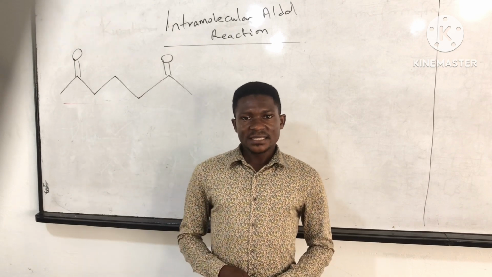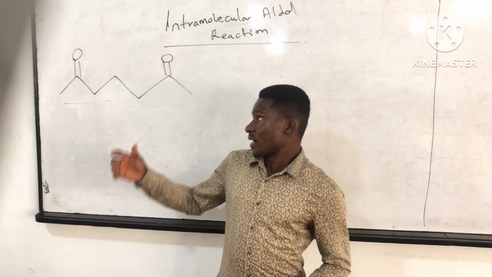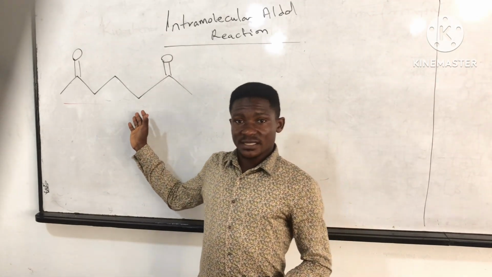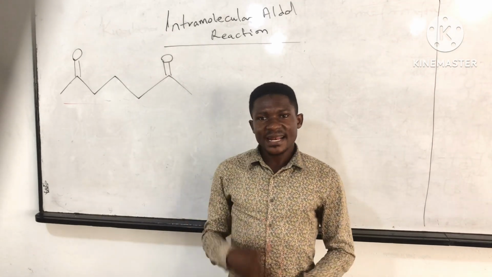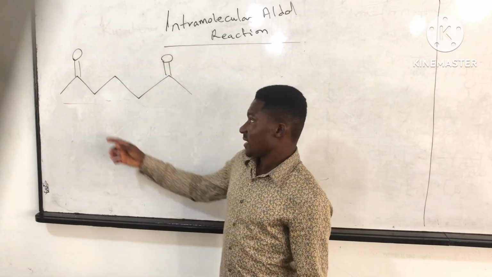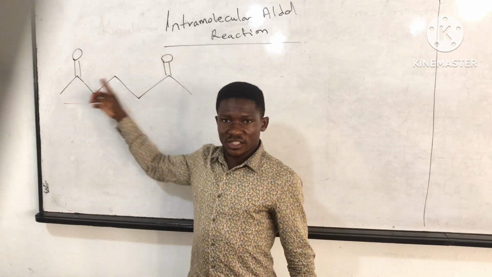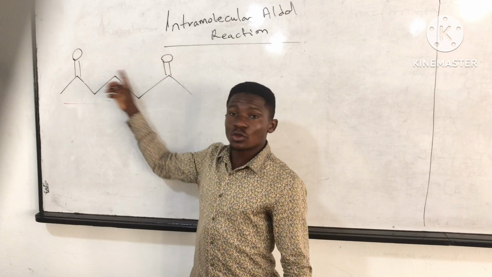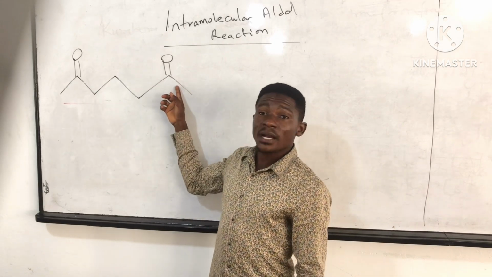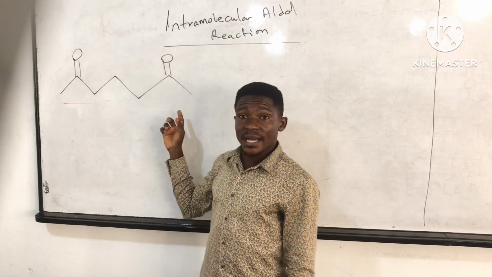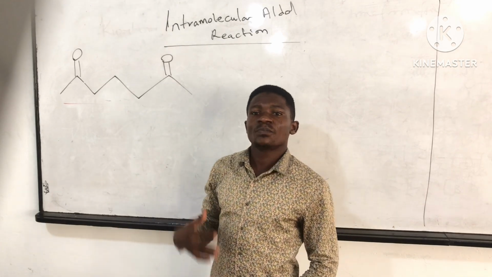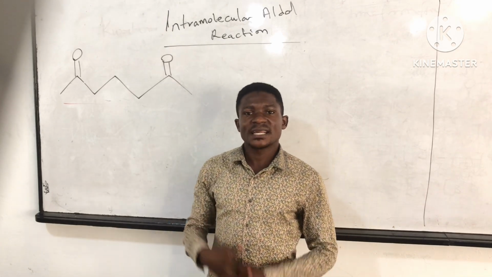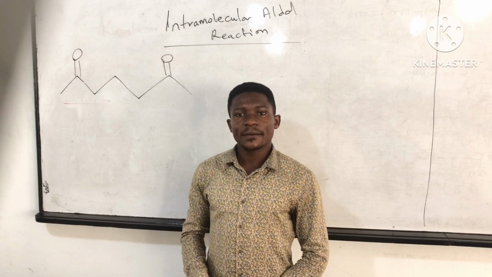A specific example is what I have on the board. This is what we refer to as a dicarbonyl, because it has two carbonyl functional groups. It has two ketone functional groups in it. Here could be an aldehyde, or both of them could be aldehydes, and it is still going to undergo intramolecular aldol reaction. So for us, it's a dicarbonyl. We are going to go with that.